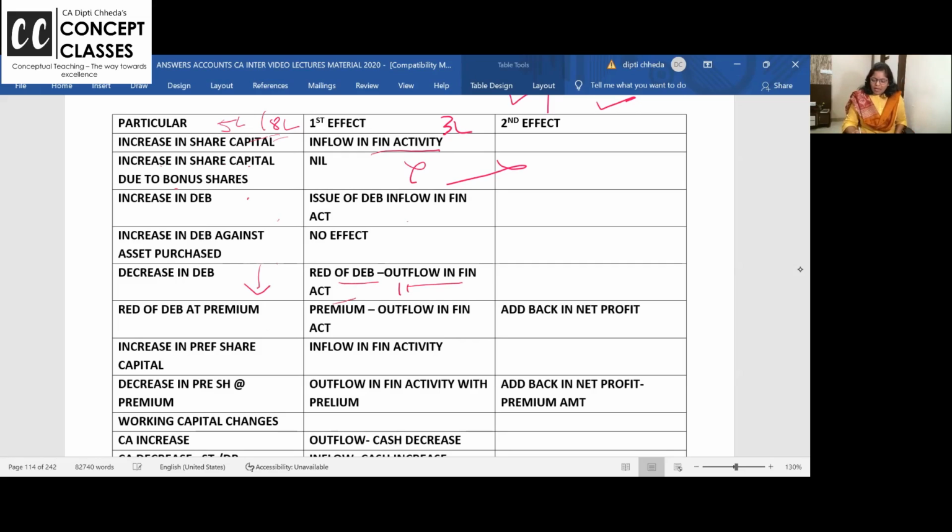At premium, 100 rupees debentures, if you have paid 105, premium you are going to add back in the net profit. Listen carefully. My debentures were 100. Now they are nil. So I am saying in financing activities, debentures redeemed. But if you have redeemed at 5 rupees premium, 5 rupees you must have debited in your P&L account. But is it your operating expense? No. 5 rupees is outflow in financing activity. Minus.